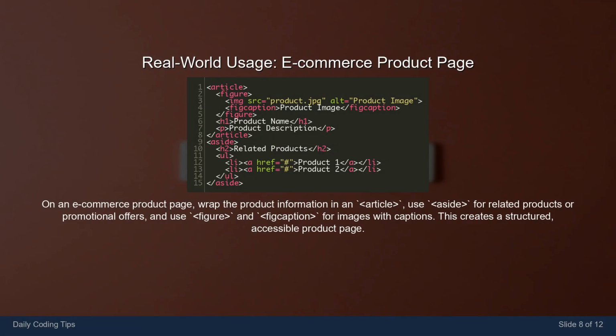On an e-commerce product page, wrap the product information in an article. Use aside for related products or promotional offers, and use figure and figcaption for images with captions. This creates a structured, accessible product page.